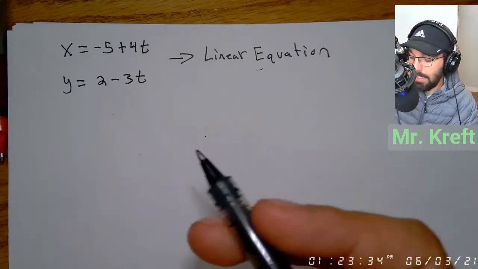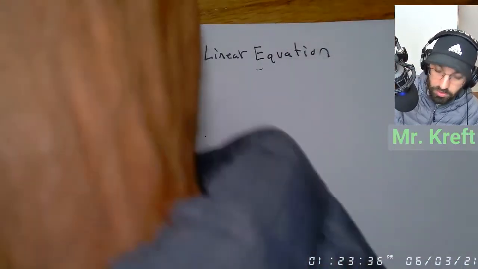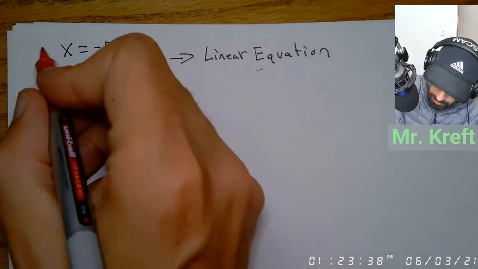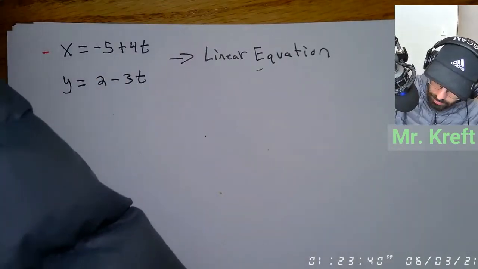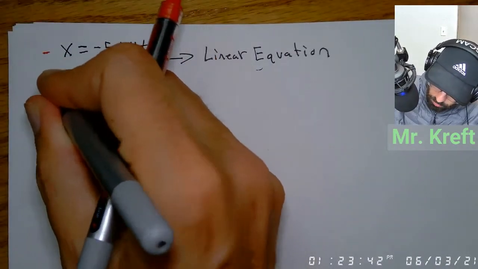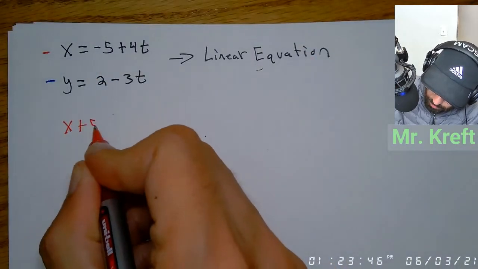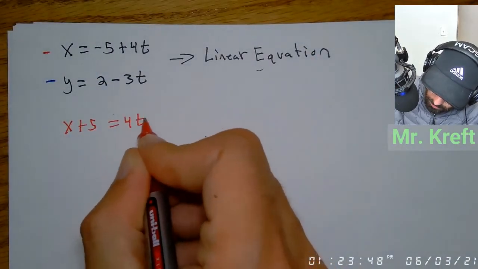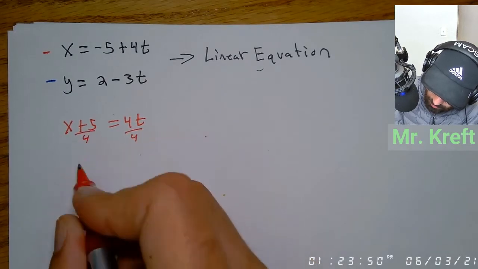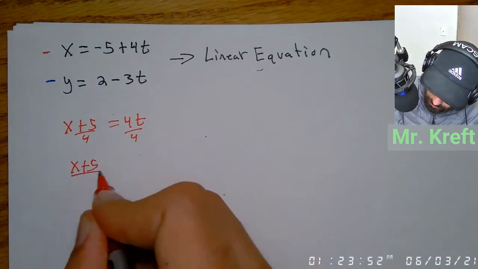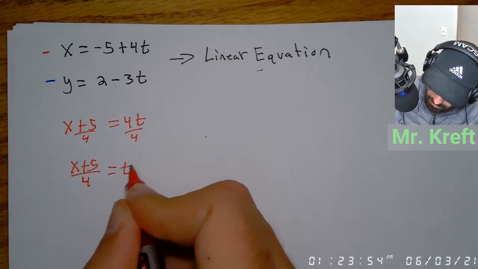Okay, so with this, the first thing I'm going to do is solve both of these for t. I'm going to use red for x and blue for y. So for x, I'm going to start by adding 5 to both sides and then dividing by 4. So I get (x plus 5) divided by 4 equals t.